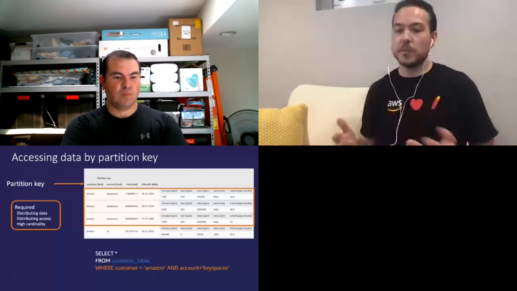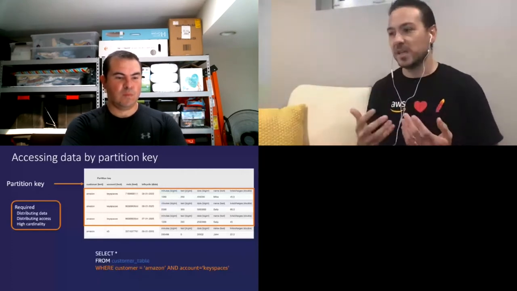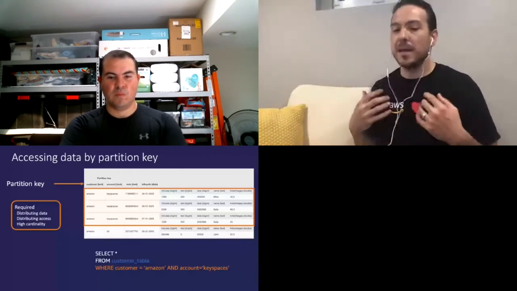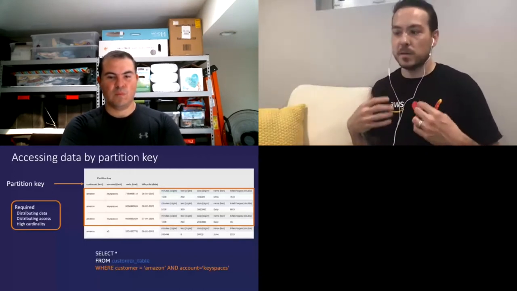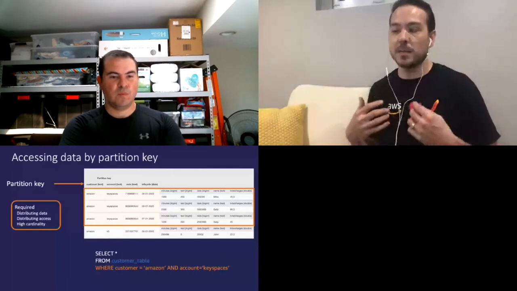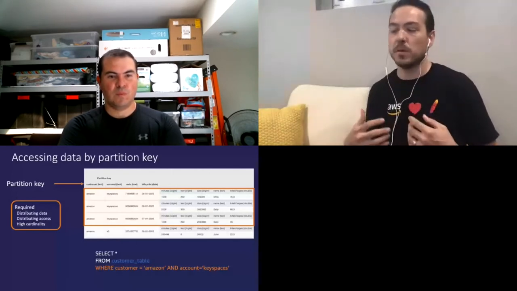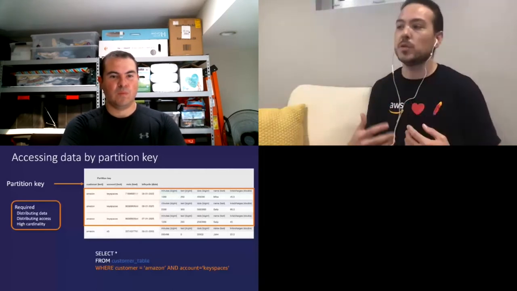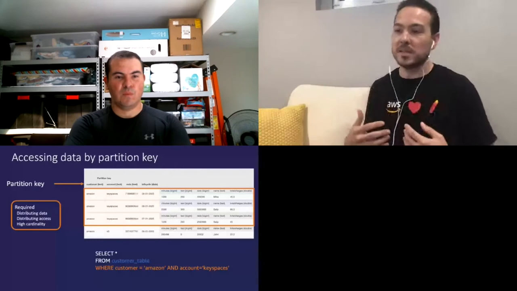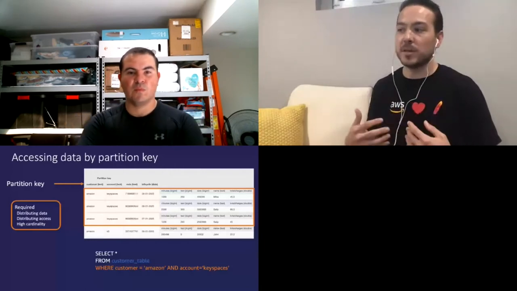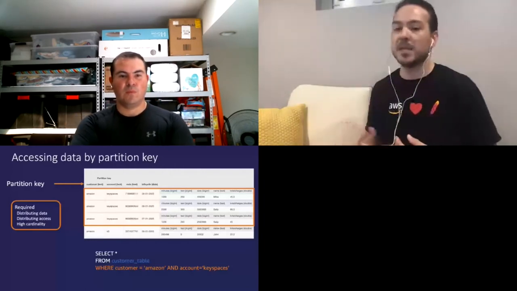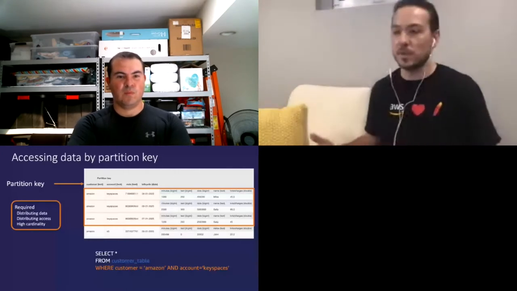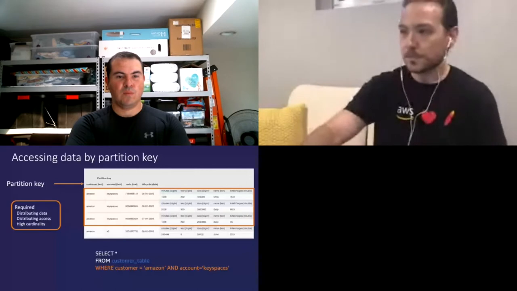When you're querying, it's required to provide the partition key. Now, the partition key can be made of one or multiple columns. So when you start querying your table, you're going to need to provide those columns. And both of those columns have additive properties to the cardinality that you choose. Maybe customer doesn't have that many values, but the customer and account combination provides you with a lot of values, which means that most of your data is going to be distributed among those partitions.